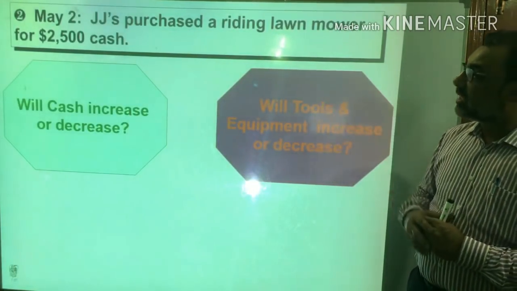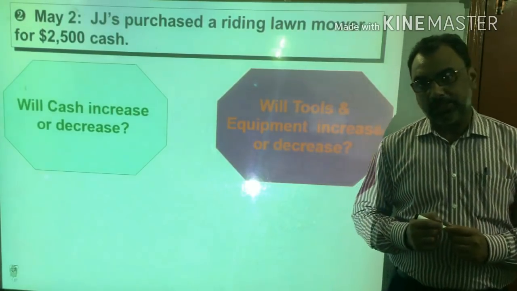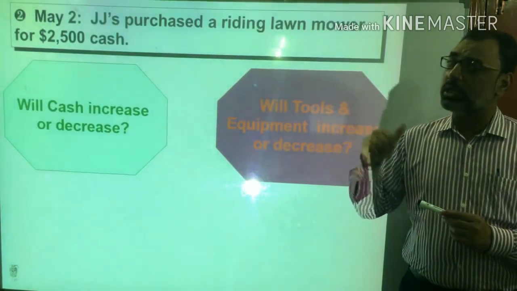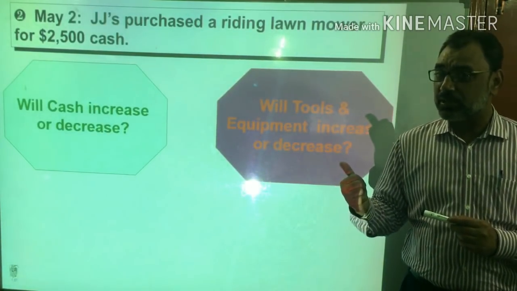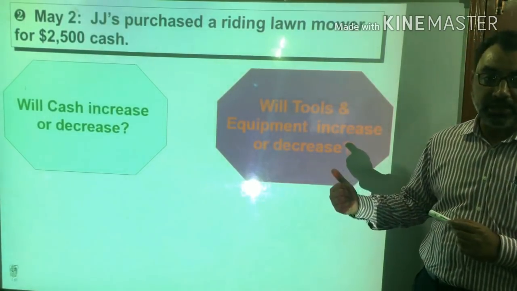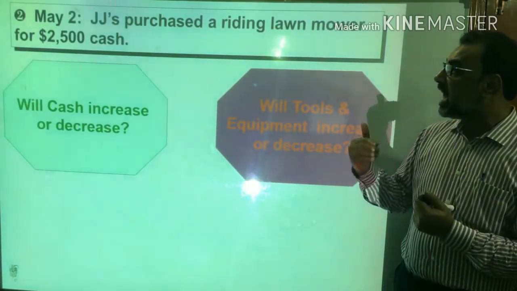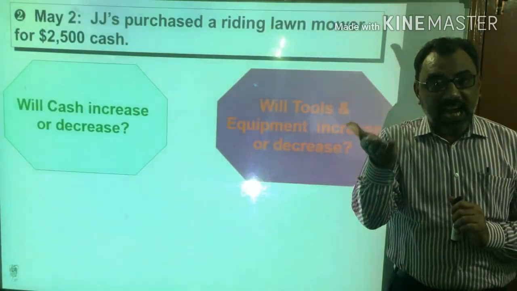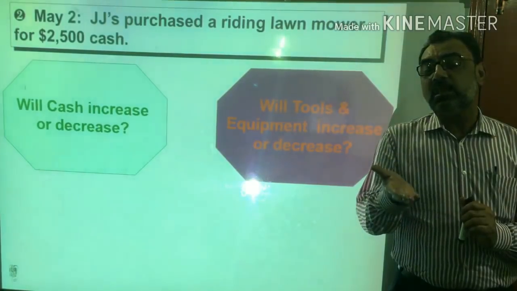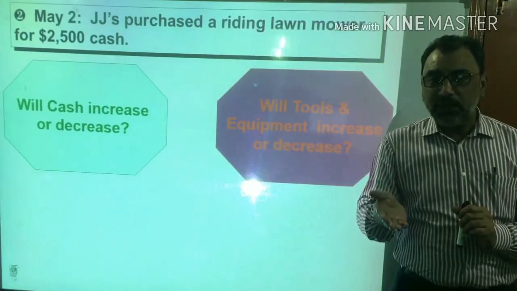So on May 2nd, JJ purchased a riding lawn mower for 2,500 cash. Now in that situation, if I ask you whether cash will increase or decrease due to this business transaction, and what will happen to the other account, that is tools and equipment, increase or decrease. You know that the business is going to purchase the tools and equipment and they are paying the cash. So obviously the cash is going to decrease by 2,500 and tools and equipment will increase with the amount of 2,500.